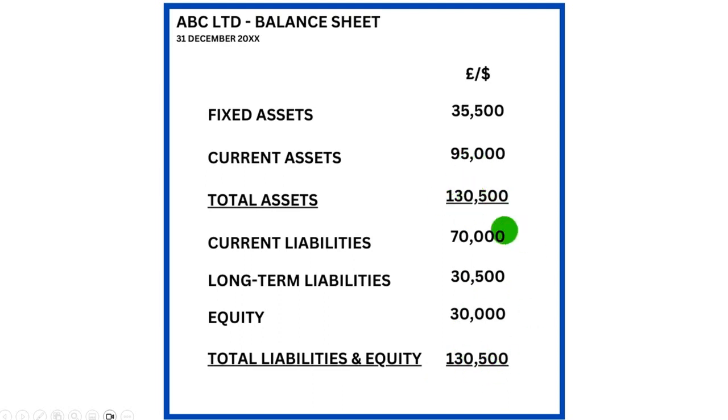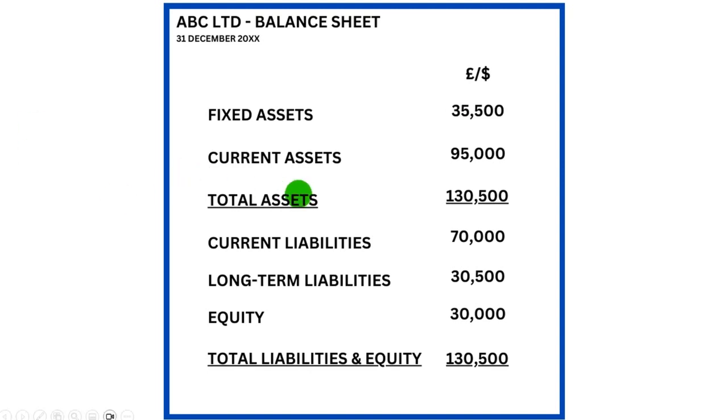If these figures don't balance, so these totals are not the same, you've got a problem. Something's gone wrong somewhere. They will always balance if you're using double entry bookkeeping, which 99.9% of businesses and companies are using.